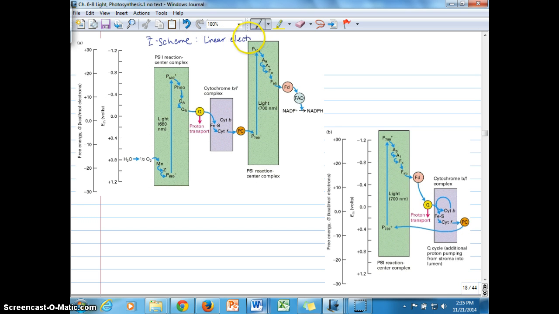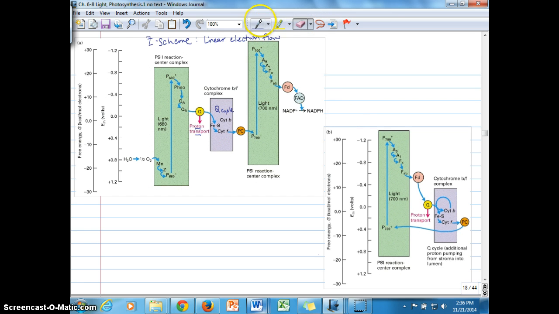So we call this the Z scheme that illustrates linear electron flow, whereas over here, in linear electron flow, we have the accumulation of protons into the lumen, as you can see illustrated here, as well as the Q cycle that we just talked about that would add hydrogen ions to the lumen.